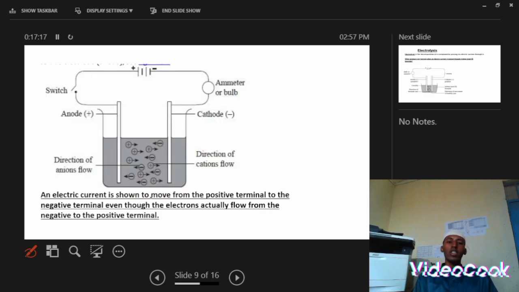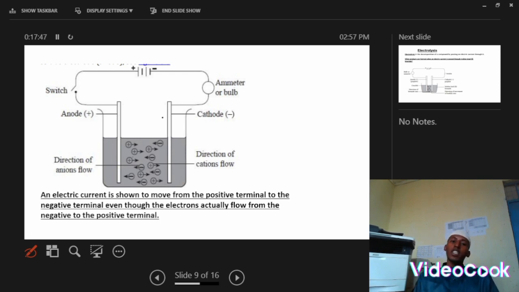Here now we have the solution. If we take a salt or acid or base and dissolve it in water, it becomes an aqueous solution. So the negatively charged ions migrate toward the positive electrode, that is the anode, while the positively charged ions migrate toward the cathode, and then the bulb will light if the substance being tested is a good conductor of heat and electricity.